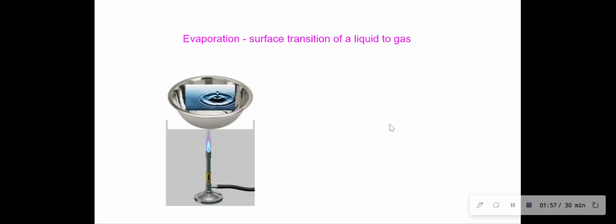Next we have evaporation. So evaporation is the surface transition of a liquid to gas. You should probably know this from third grade, the water cycle. And all you really have is your salt solution, your evaporating dish over a tripod with a heating thing. An example of this would be salt water can be separated into salt and water by heating it, and as the water evaporates, the salt is left in the dish. That's all it is.